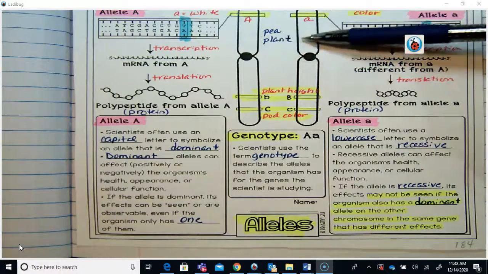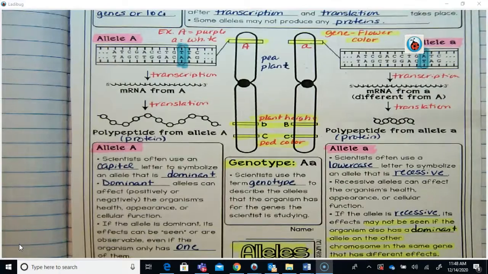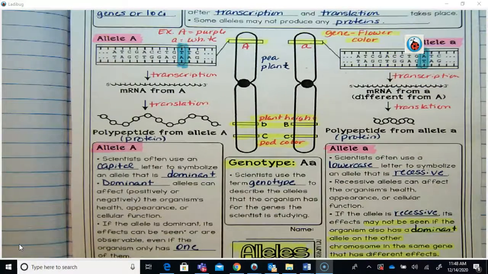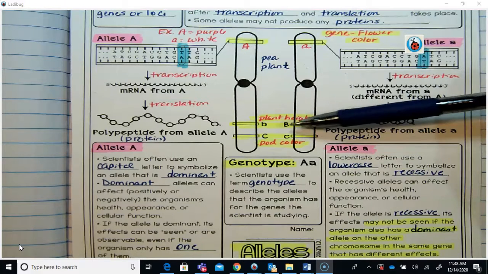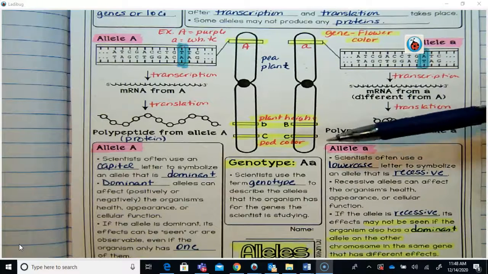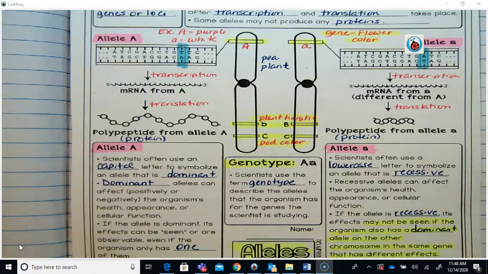So going back to our picture in the middle with our homologous chromosomes of our pea plant. So again, at this position, this is the gene for flower color, and we have some other genes. This gene here is coding for plant height, and this plant specifically has two different alleles, big B and little b. And at this position, we've got the gene for pod color. Again, this example has got a big C and a little c for that particular gene.